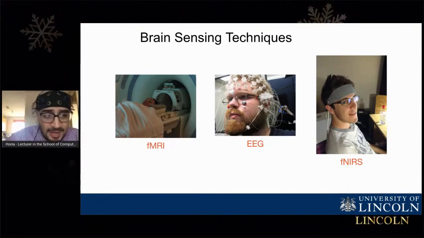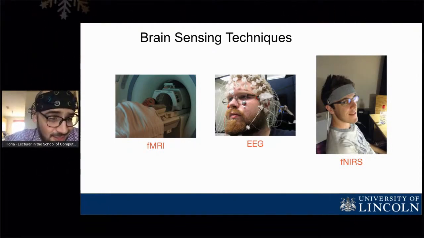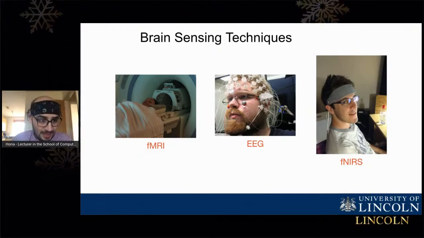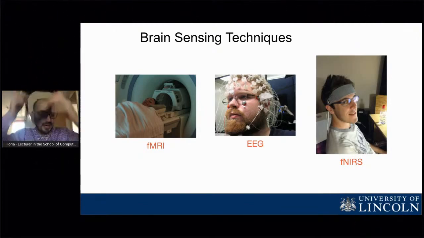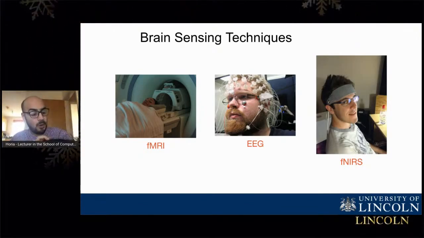Okay, so the last technology that I'm going to talk about, fNIRS, is also the one you see on my head, and this one we'll probably talk about in a little bit more detail.